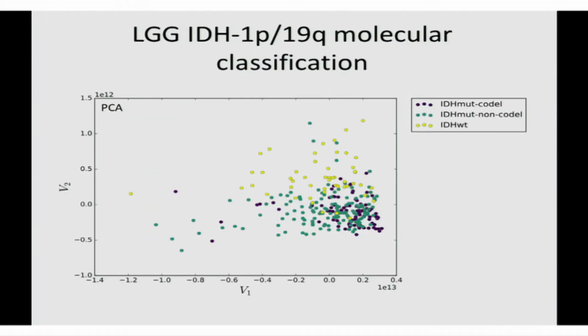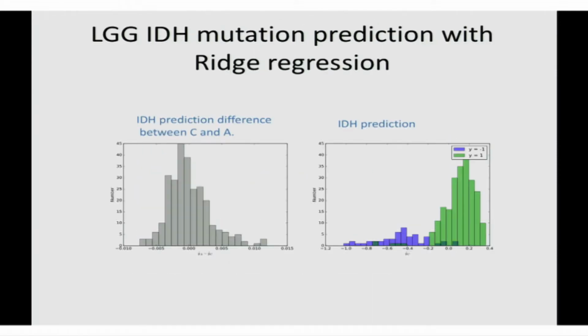So this is the PCA, which I have already showed you. And this is the prediction problem. So here is the prediction. So you're doing a regression problem.